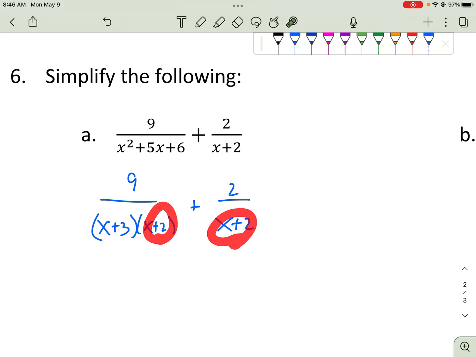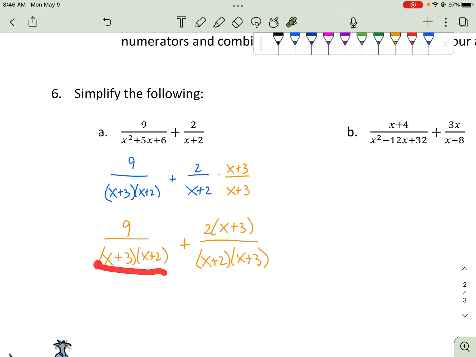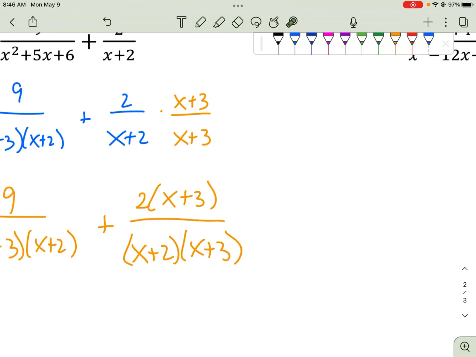This has a factor of x plus 2, and so does this. So we're cool there, but we need an x plus 3 on this one. So all we have to do is multiply top and bottom by x plus 3 over x plus 3, leaving us with 9 over x plus 3 times x plus 2 plus 2 times x plus 3 over x plus 2 times x plus 3. Now remember, these denominators are actually the same. It's multiplication, so the order that I wrote those things is not important.